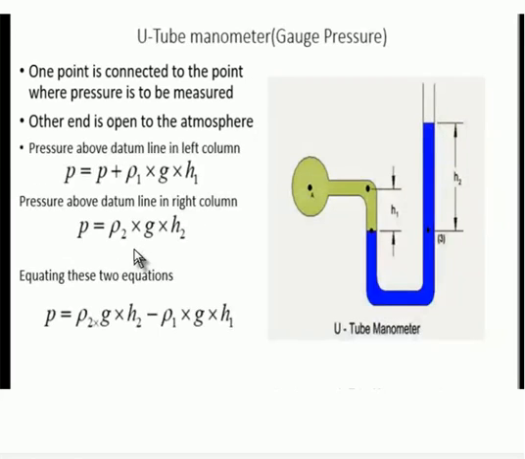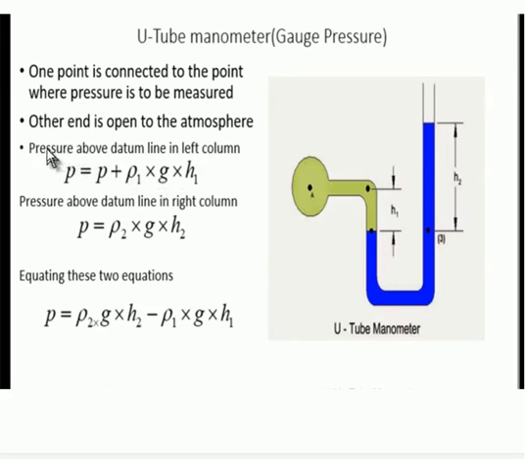Next one is the U-tube manometer. It is used to find the gauge pressure. One end of this U-tube is connected to the point where we need to find the pressure, and the other end is open to the atmosphere.